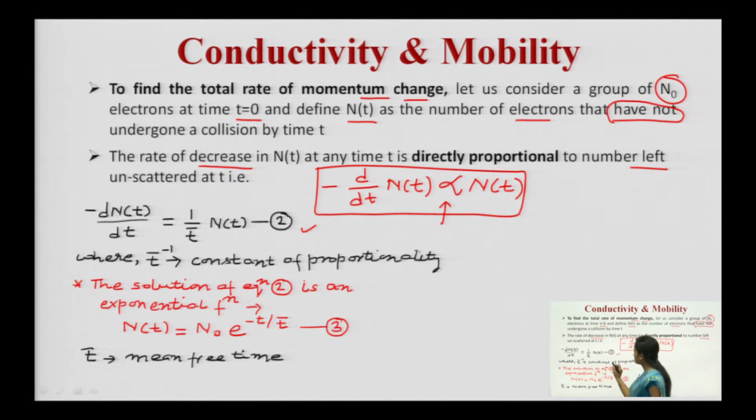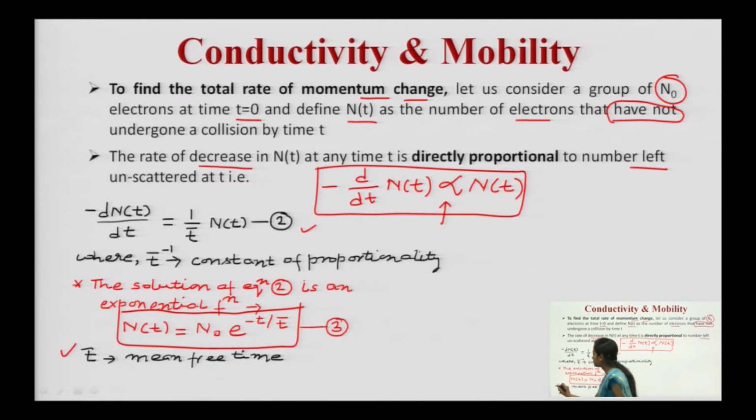See, 1 upon t bar is the constant of proportionality, and if you simplify equation number 2, you will get a solution as an exponential function, and the solution can be written as N of t is equal to n naught e raised to the power minus t upon t bar. E raised to the power minus t upon t bar, and this term is very important. t bar is the mean free time between the events, the mean free time between the scattering events. So this is how you can write down the solution of equation number 2.